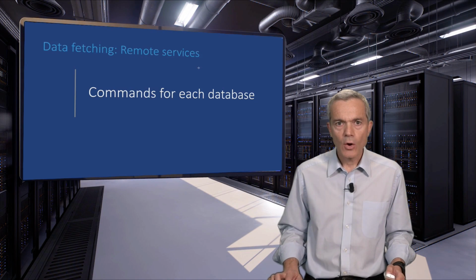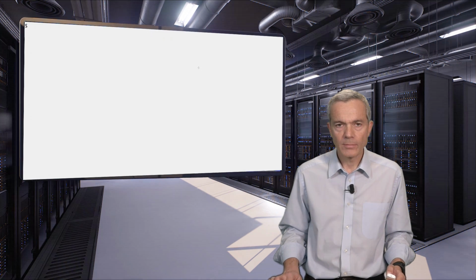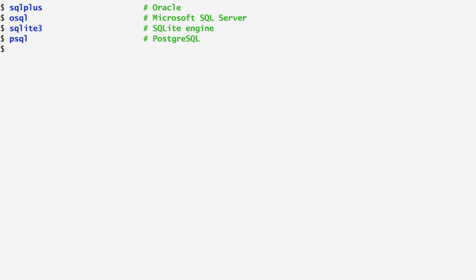All relational databases offer a command line interface. Specifically, SQL Plus connects us to an Oracle database, OSQL is used to connect to the Microsoft SQL Server, with SQLite we connect to the SQLite engine, and with PSQL to PostgreSQL. Lastly, with ODBC we connect to any open database connectivity source. The ODBC command is available at the location specified on the right, and it allows us to connect to any database that is reachable under this Windows API.